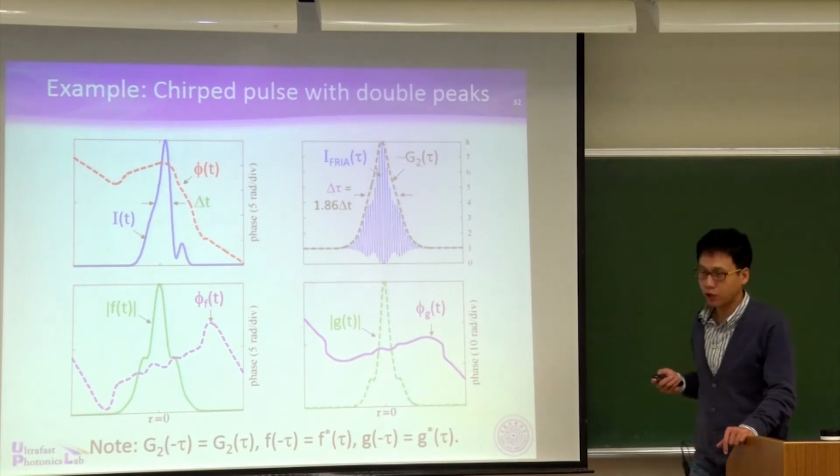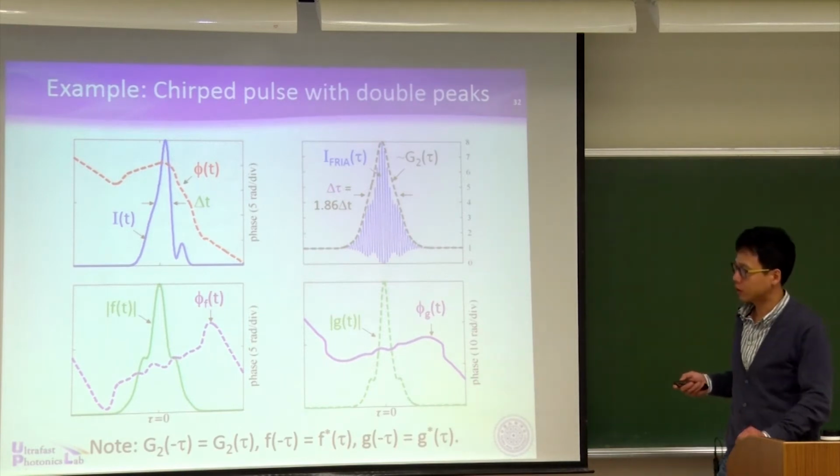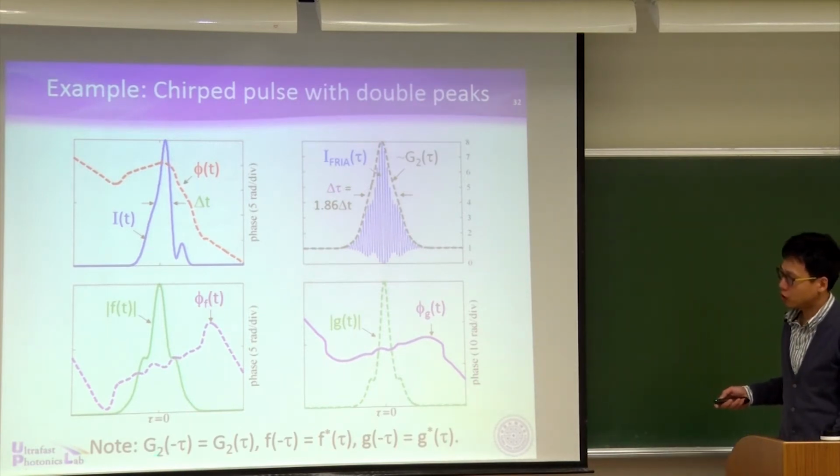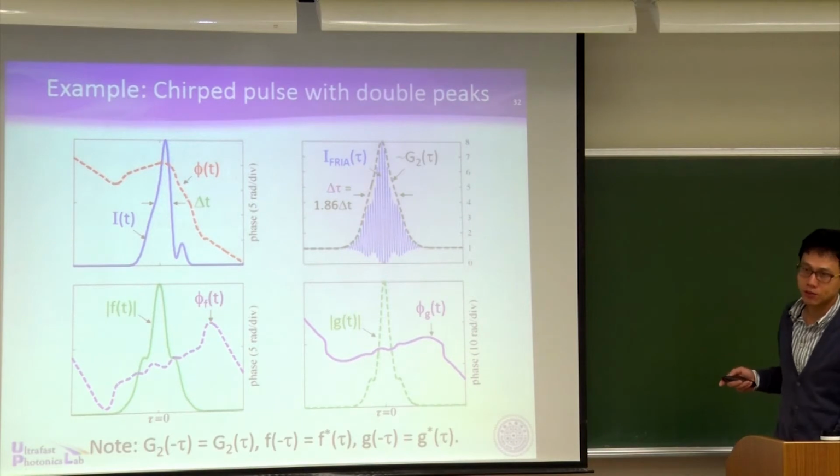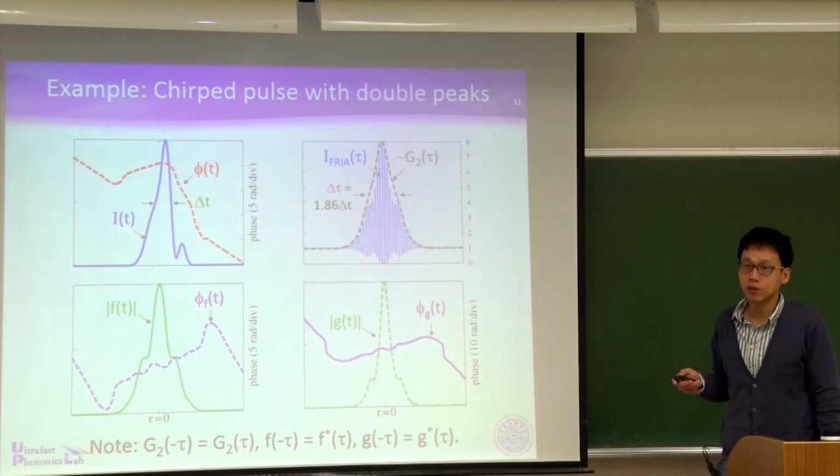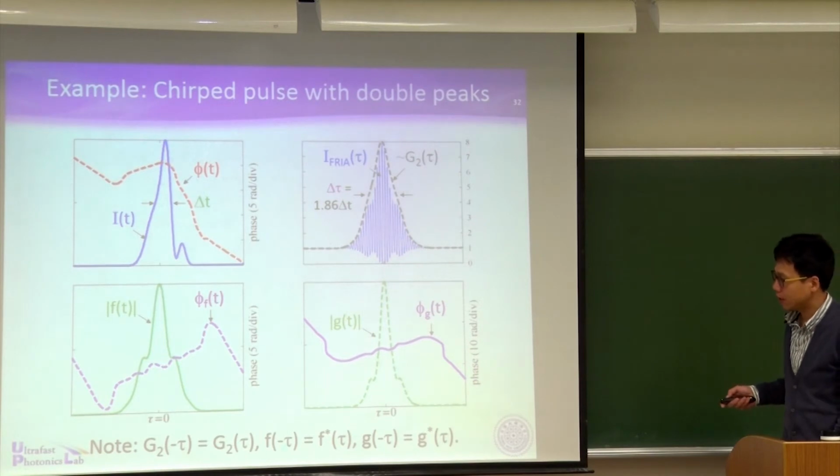Some characteristics can be shown here. G2 of minus tau, you can prove it's equal to G2 of tau. So that means your G2 function is always an even function. And if you check the f function and the g function, they are like this. F of minus tau equals f of tau star. G of minus tau equals g of tau star.